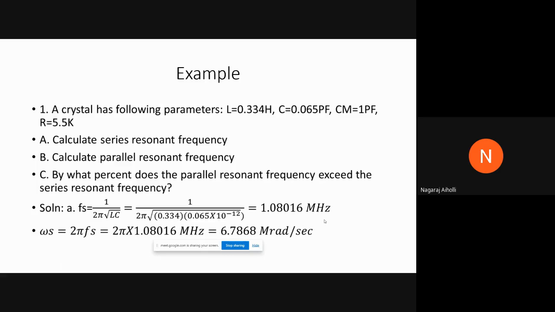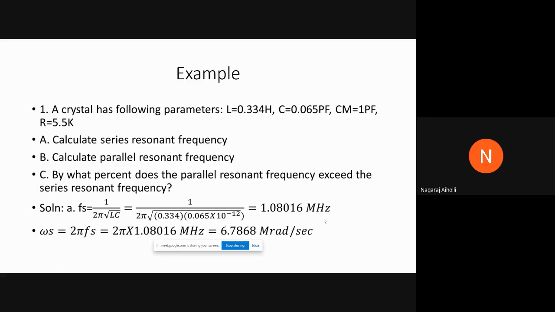Okay, so this comes out to how much? The answer is 1.08016 megahertz. Fine. Now what about the frequency in terms of radians per second? Omega is given by 2 pi f, that is 2 pi into 1.08016 megahertz. So in terms of radians per second, the frequency is 6.7868 mega radians per second, that is 6.7868 into 10 raised to 6 radians per second.